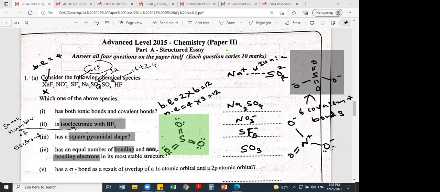So here you get 3 pairs. Here you get 2 pairs. Here you get 3 pairs. Right. So oxygen non-bonding electrons will be 2 into, each here you get 1, 2, 3, 4, 5, 6, 7, 8, 9. 2 into 9, no? 18.